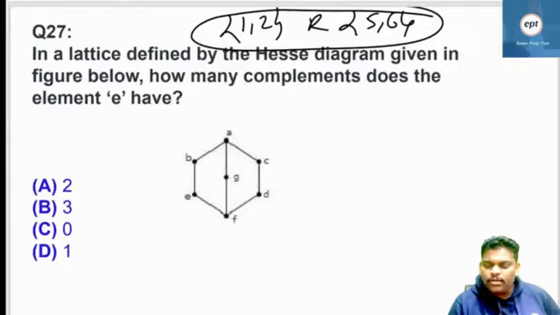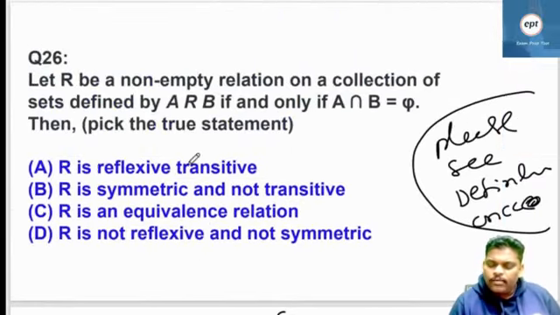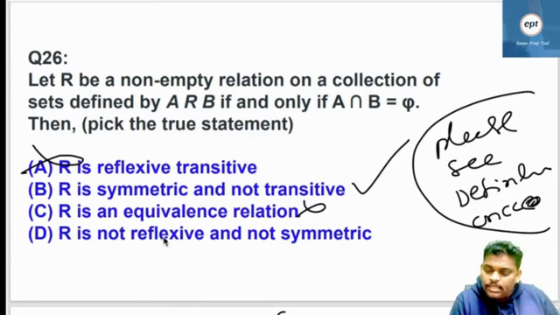So, can you state the final conclusion? R is reflexive and transitive. No. R is symmetric, not transitive. Yes. R is an equivalence relation. No. R is not reflexive and not symmetric. No, it is symmetric.